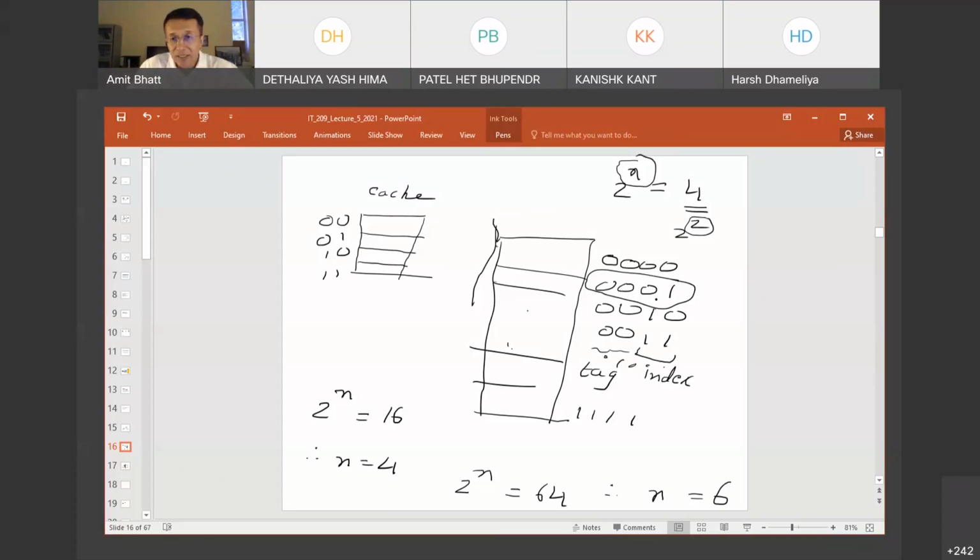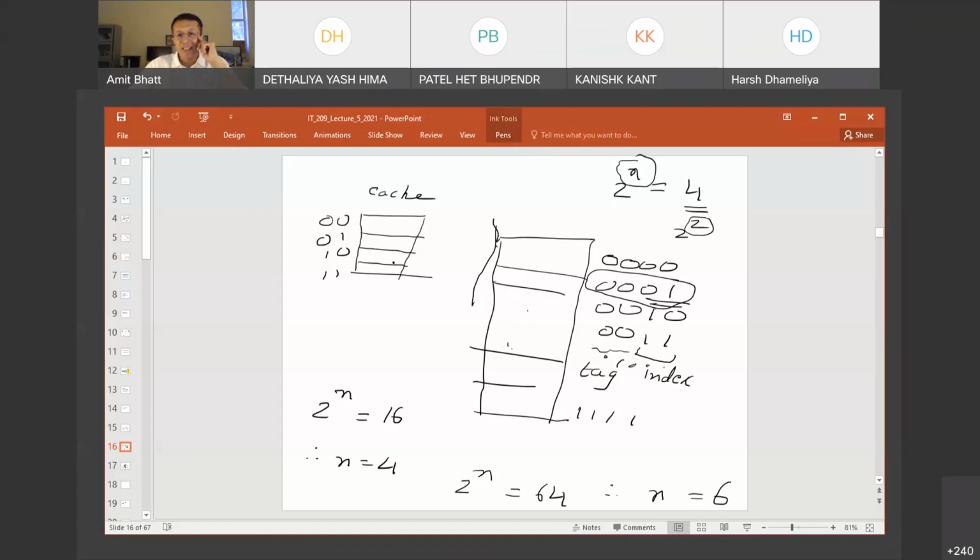So now the idea is very simple. If for an address of a memory location the index bits are 01, then it will go and sit over here. Right? If it is 00, then it will sit over here. If it is 10, then it will sit over here. Or if it is 11, then it will sit over here. Now that's very convenient and very easy, but not so fast.